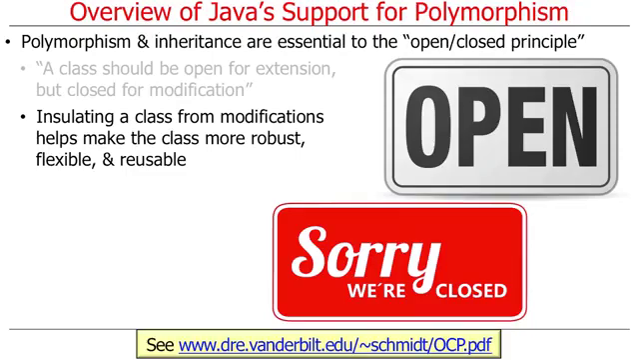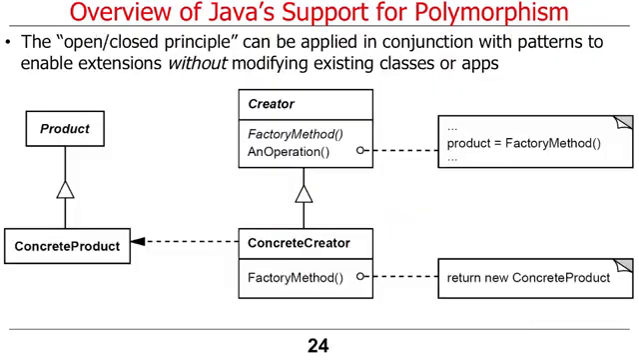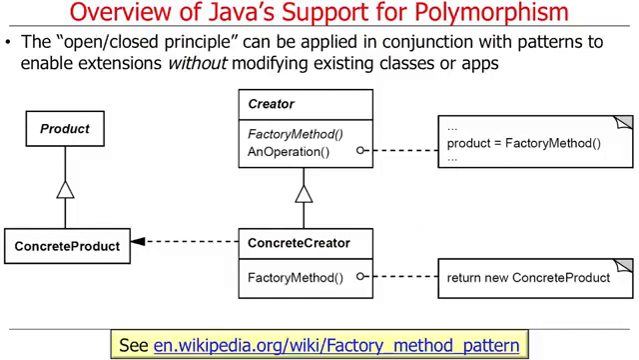In particular, the open-closed principle can be applied in conjunction with various patterns, such as factory method, which defines an interface for creating an object, but leaves it to the implementation of that interface to decide which class to instantiate. In this case, the polymorphic methods of a class can be customized without modifying its existing source code or modifying the source code of apps that use instances of the class.